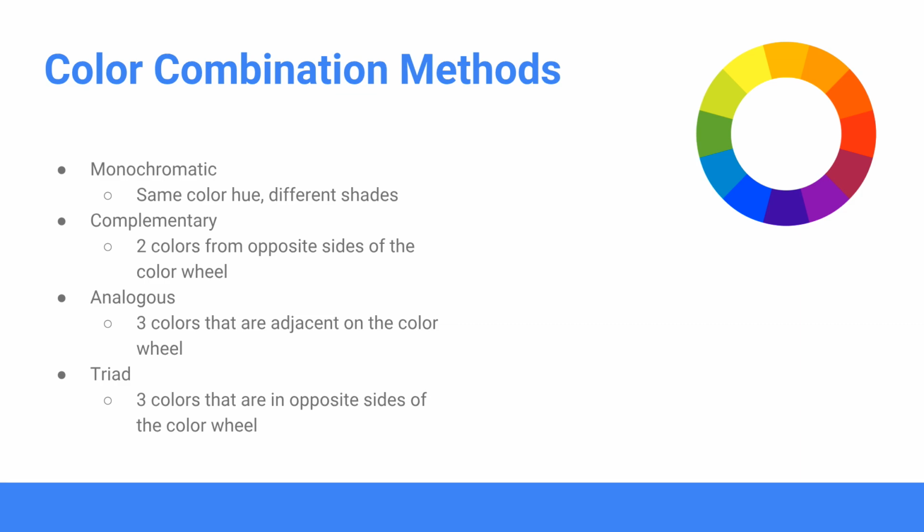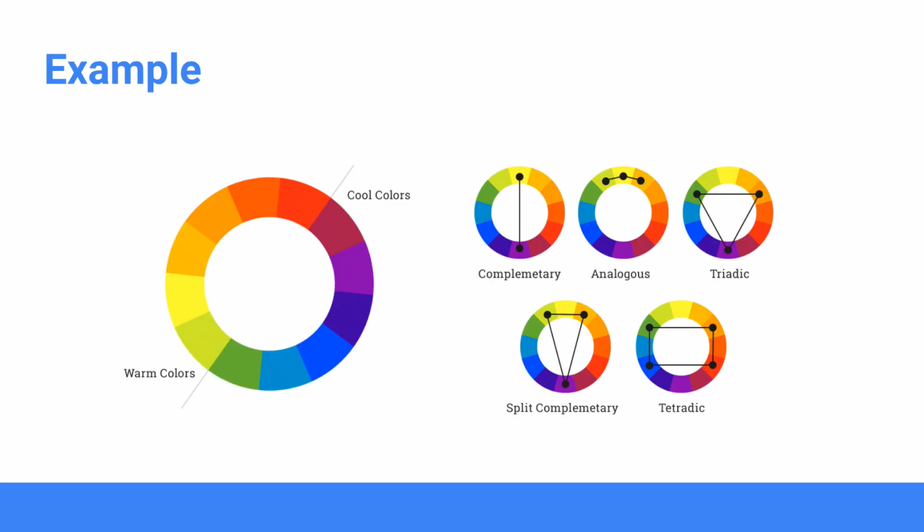The most common and, I could say, effective ones are monochromatic, complementary, analogous, and triad. Monochromatic is basically just the same color hue, different shades, while complementary is 2 colors from the opposite sides of the color wheel. Analogous is 3 colors, and triad is 3 colors on opposite sides. So, if that doesn't make sense, not to worry. We have a better infographic here.